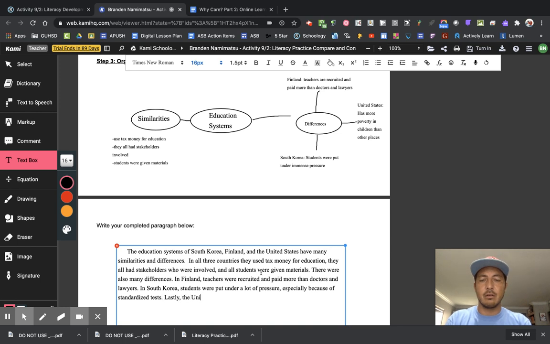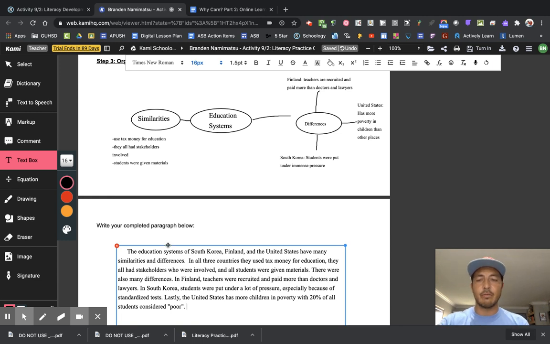Lastly, the United States has more children in poverty, with 20% of all students considered poor. Cool. It's not cool about that last stat, but nonetheless, cool, we're almost done with this essay, correct? Or this paragraph in this case.